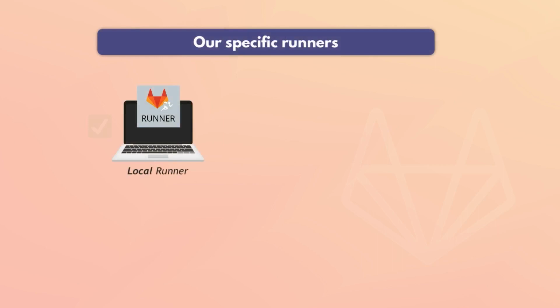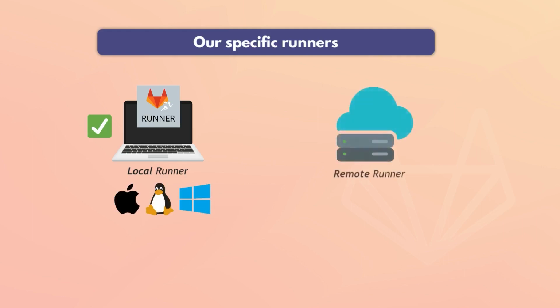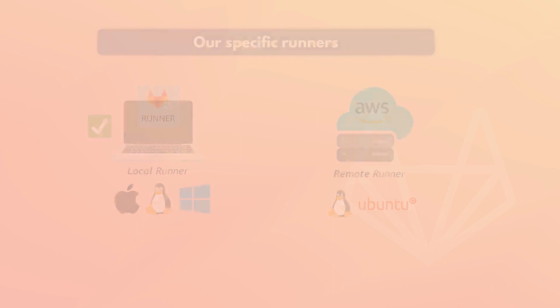Now we have one local runner that is connected to the gitlab.com instance. And depending on your operating system, this is either a macOS, Linux, or Windows local runner. Now we want to configure a second specific runner, which is going to be on a remote machine. And for that, we're going to choose an Ubuntu distribution on an AWS EC2 instance.